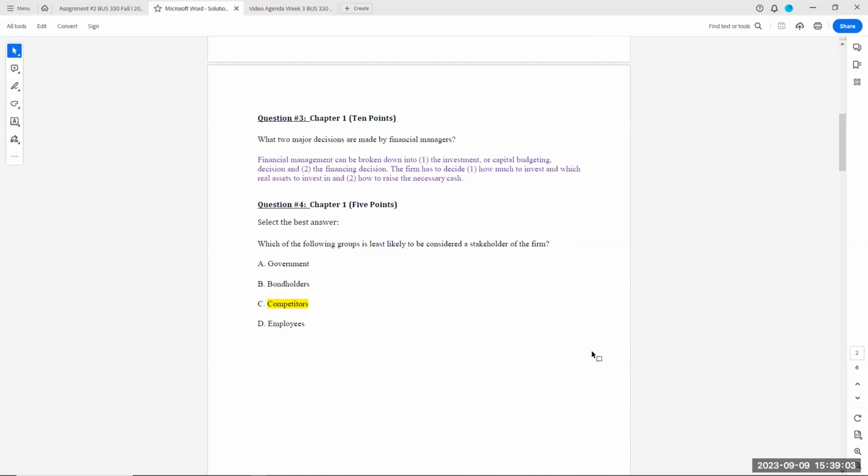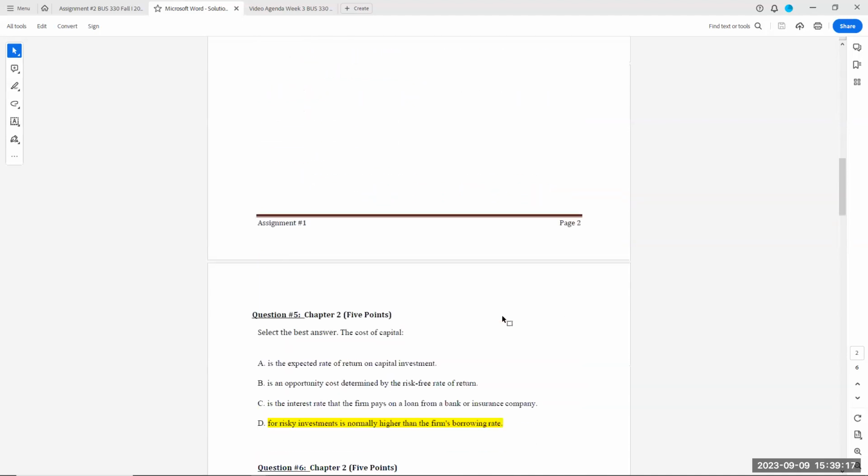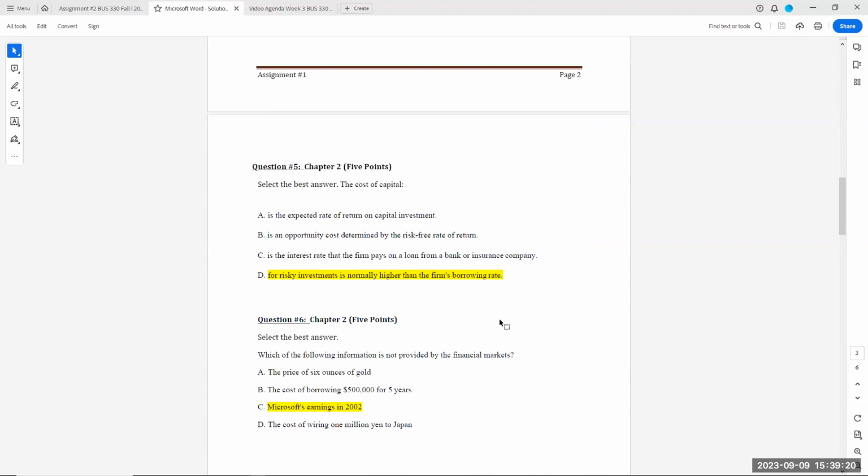Some series of multiple choice questions. Which of the following groups is least likely to be considered a stakeholder of the firm? Naturally, your competition would not be a stakeholder in a firm. That's the correct answer for that one. On the cost of capital, all these 4 are fairly reasonable answers, but the best answer is that the cost of capital for risky investments is normally higher than the firm's borrowing rate. All the other 3 are answers, but not as specific as that one. If you picked those other ones, you got 1, 2, or 3 points off of the 5.